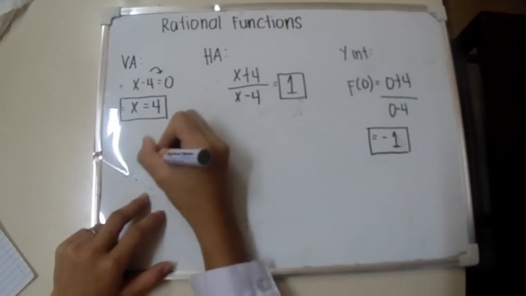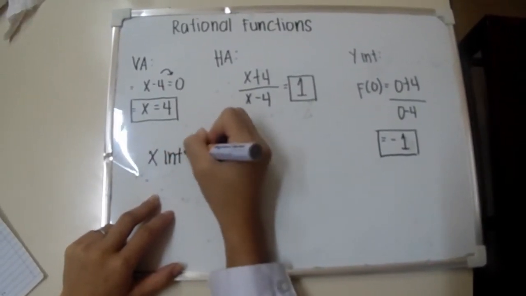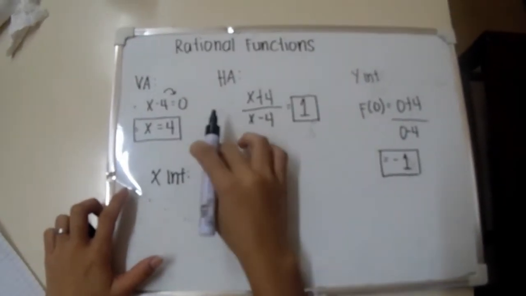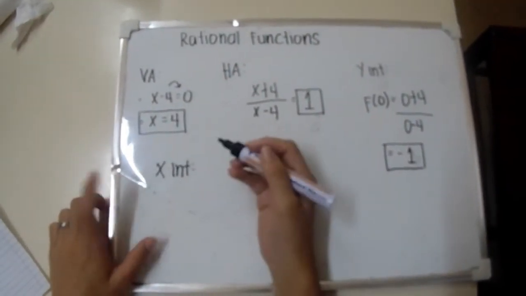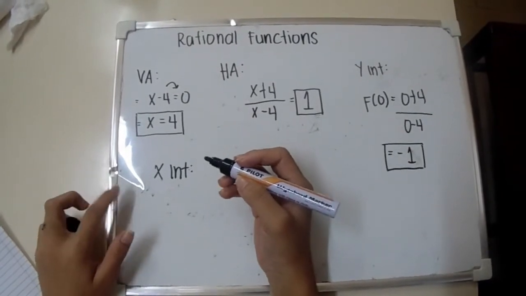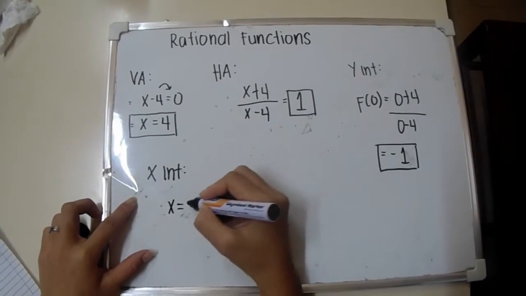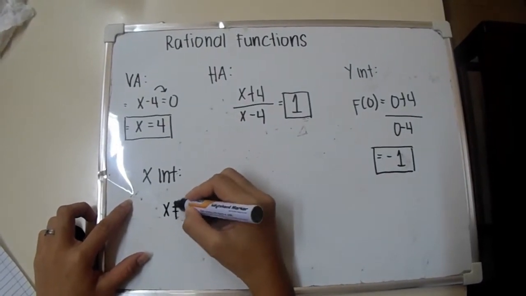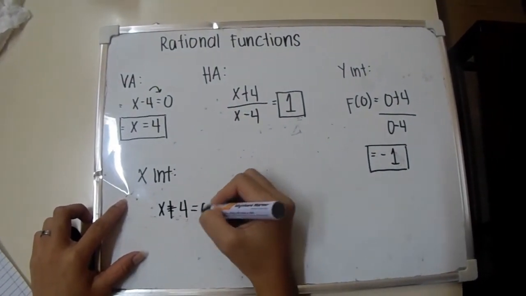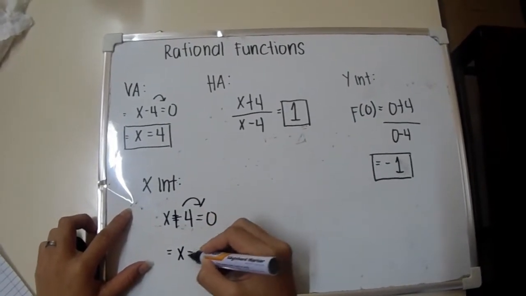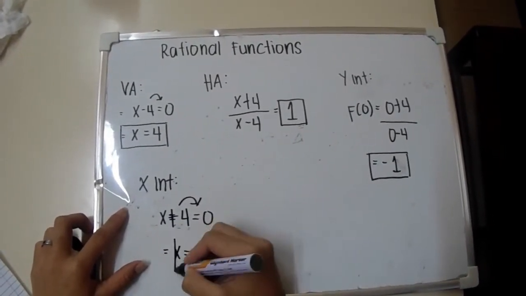In getting the x-intercept, we set the numerator to 0. Transpose the positive 4, so that would be negative 4. So x is equal to negative 4.